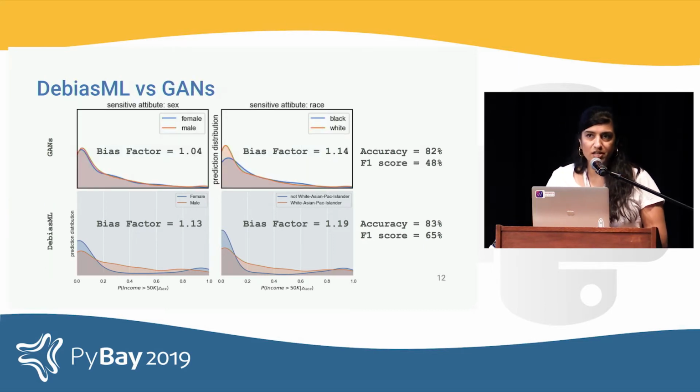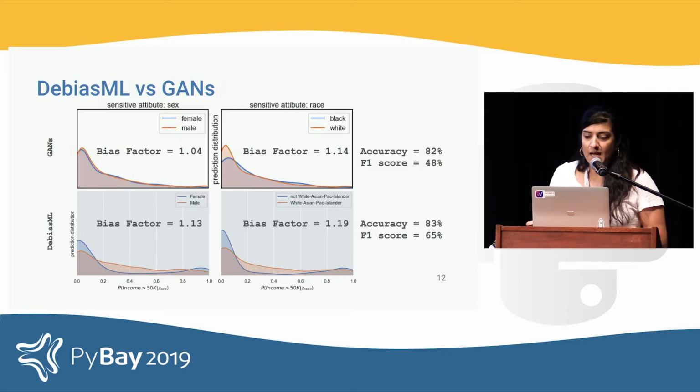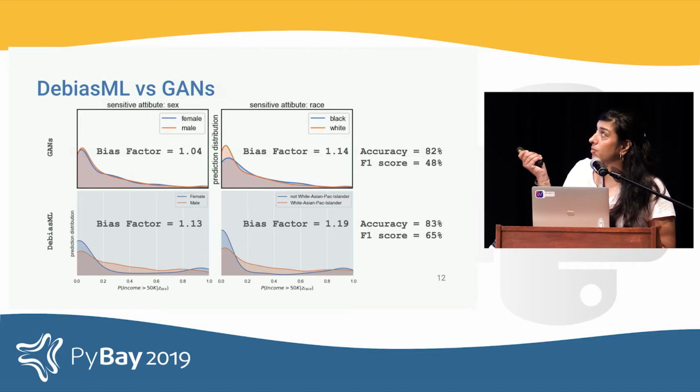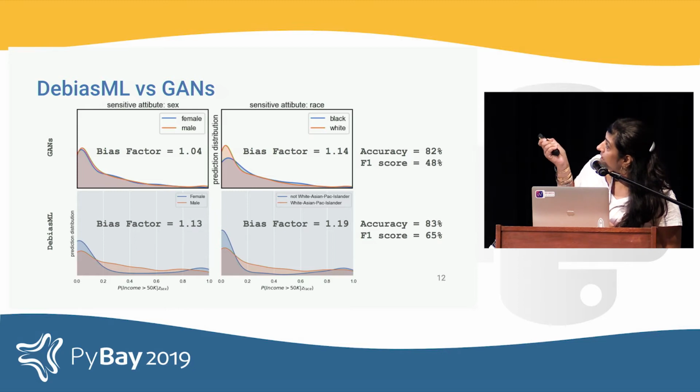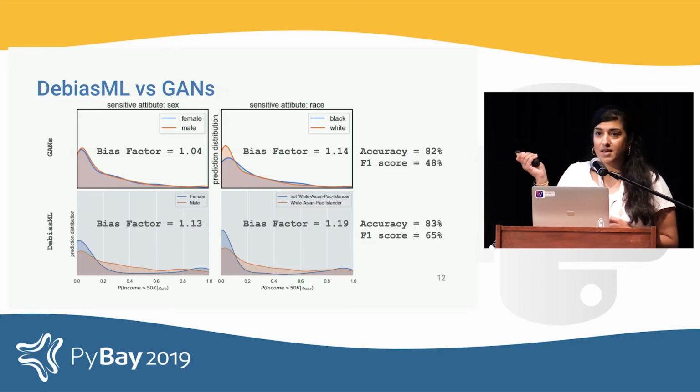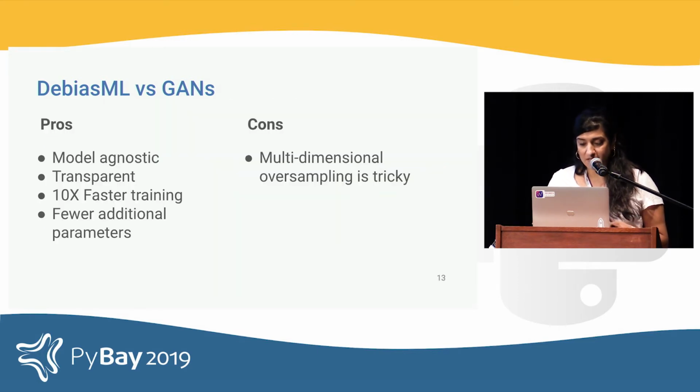So the most publicized method at the moment for reducing bias is using generative adversarial networks, or GANs. And here we have the same slide again, but this time on the top we have the distribution of predictions using GANs. And you can see that the performance when compared with DebiasML is similar on bias reduction and accuracy, but DebiasML achieves a significantly higher F1 score. This means that DebiasML overall is much better at finding the people we're interested in finding. In this case, it's people who earn over 50K, but in another example, you could imagine that it might be people you want to hire.